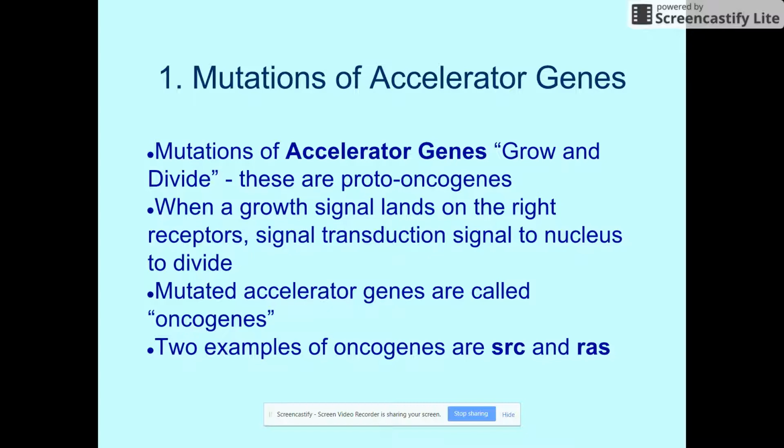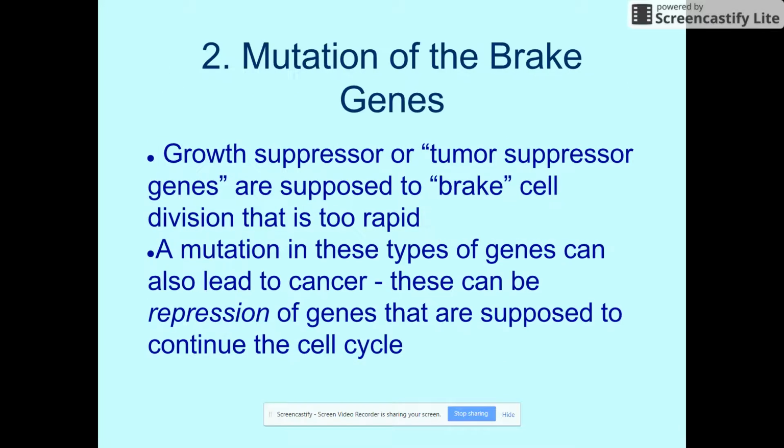Accelerator genes are genes that would normally trigger our cells to grow and divide. So when a growth factor or some sort of signal or ligand lands on the right receptors, the signal transduction pathway will trigger the nucleus to enter into mitosis and to divide. When there's a mutation of those accelerator genes, we call it an oncogene, and that term is usually associated with the development of cancer. Because if we trigger the cells to grow and divide out of control without checks, that's going to develop cancer. And two really famous oncogenes are SRC and RAS. They're abbreviated for their gene loci.